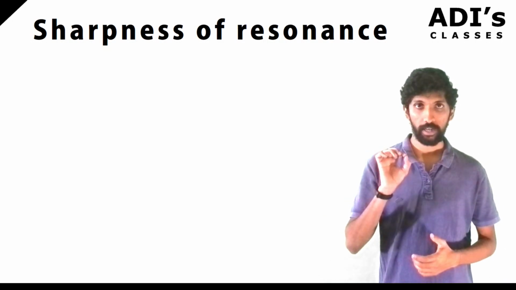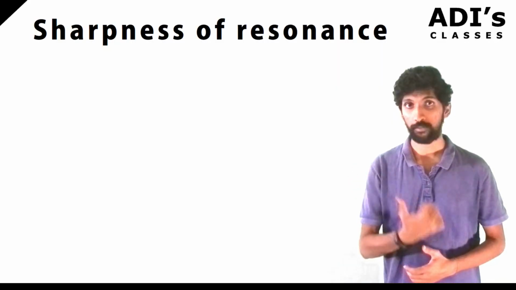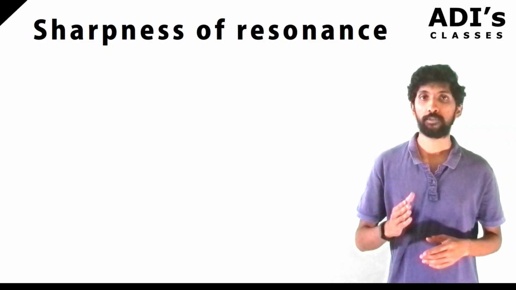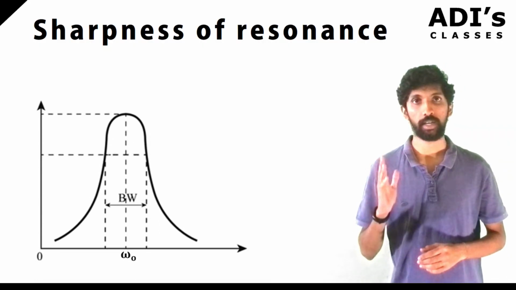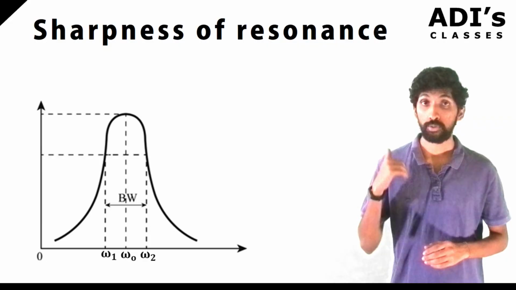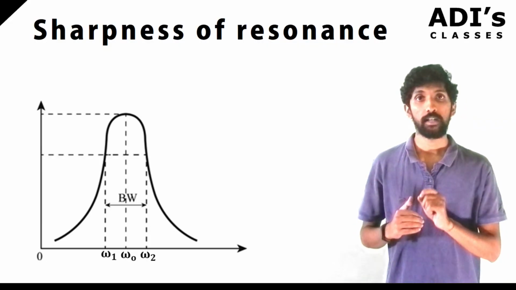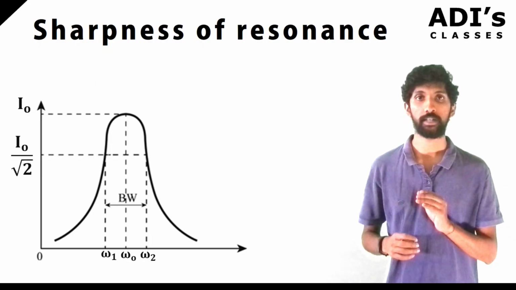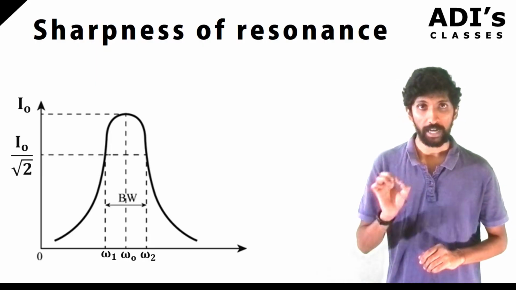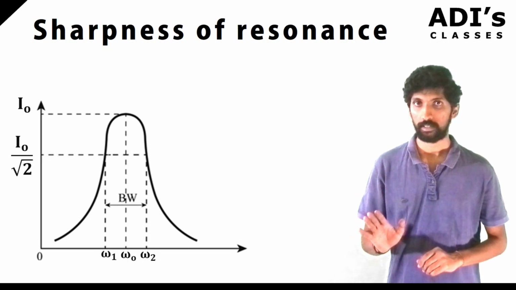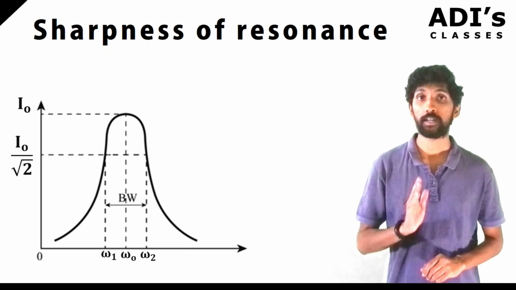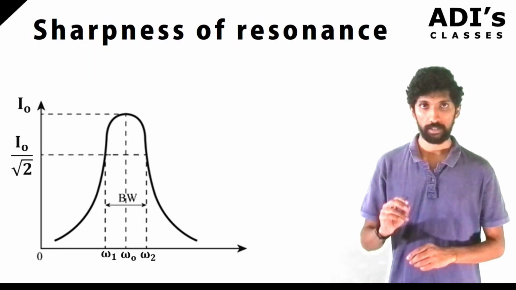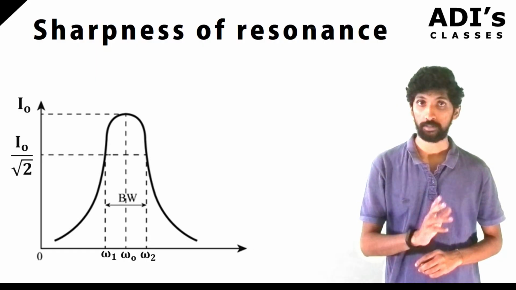Okay, now for this particular type of graph, what we have is omega naught, correct? And let's say we have two more frequencies, omega 1 and omega 2. Now, how we choose omega 1 and omega 2 is the current value should be 1 by root 2 times the maximum current value. Okay, that means at omega naught you have the maximum current, right? And at omega 1 and omega 2 we have 1 by root 2 times the maximum current. Okay, so let's say omega 1 is here and omega 2 is here.